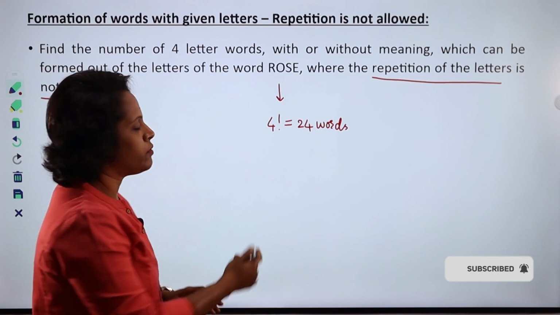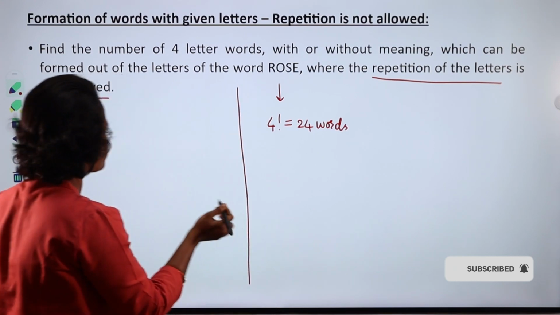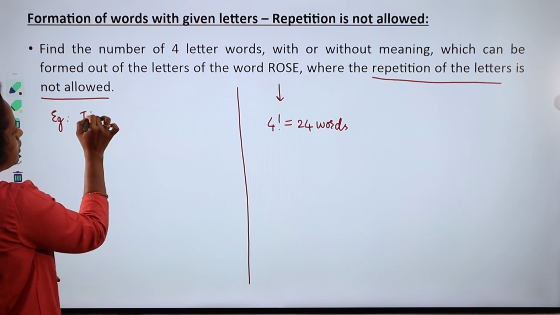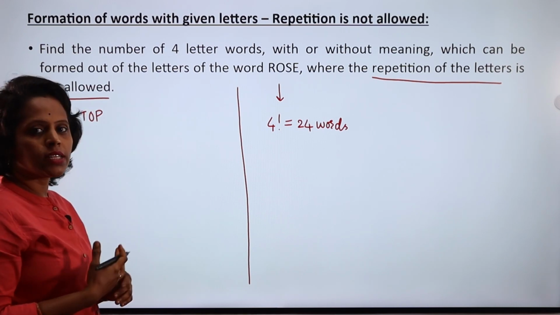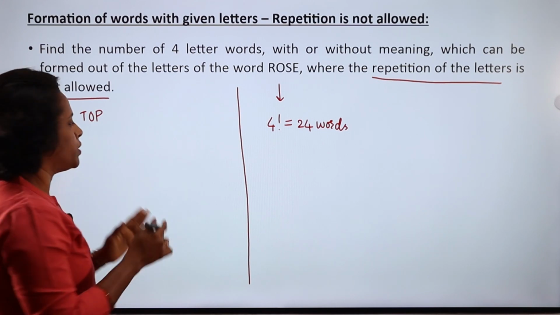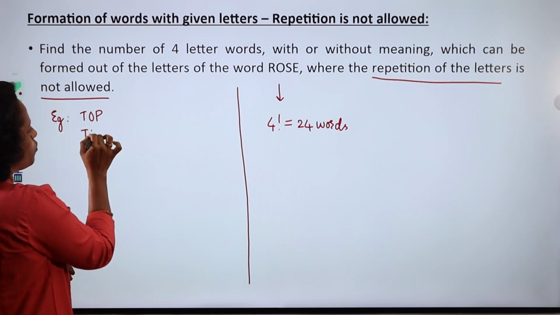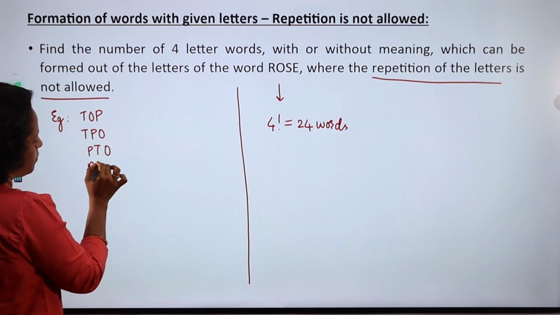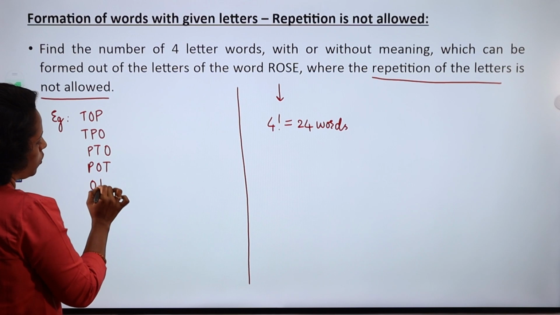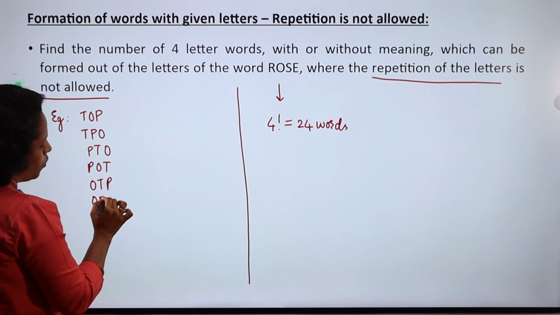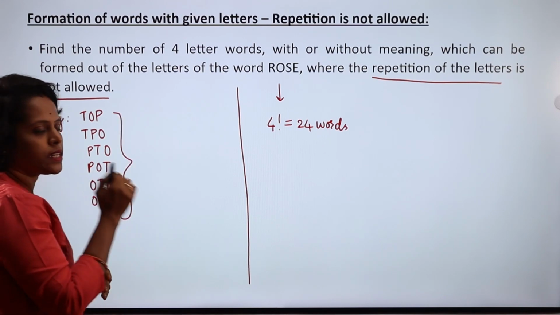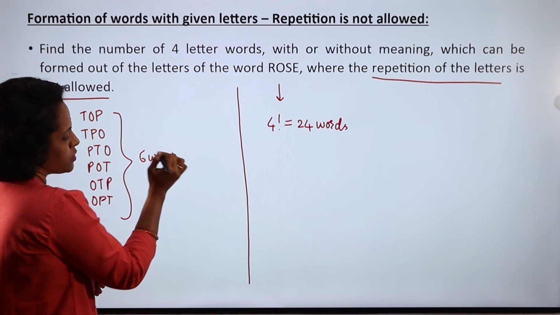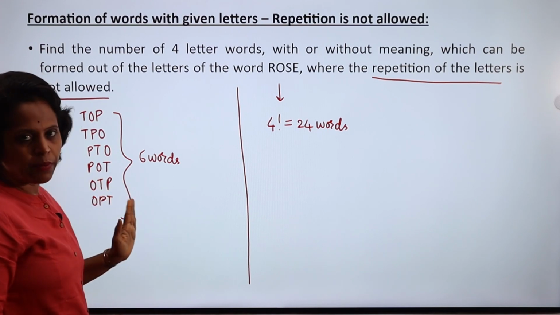Now, let's see it with another example. I take the example of the word top. How many words can I form using the 3 letters of the word top? I can write T-O-P, T-P-O, P-T-O, P-O-T, O-T-P, O-P-T. How many words did I get here? 6 words. This is a traditional method.